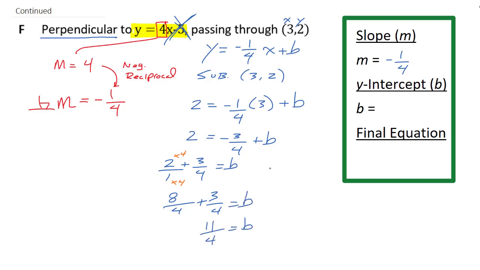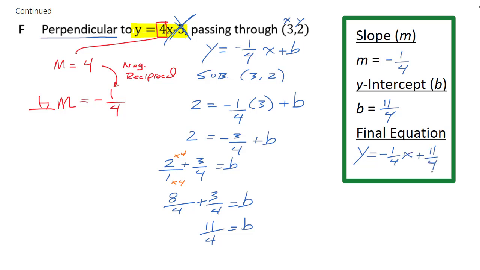So again, that would be a slightly difficult one to graph. It's a decimal. We'd have to go, what's 11 divided by 4? But we're not looking to graph that right now. So there you go, 11 over 4. So what's the equation? Replace the m and b with negative 1/4, and then x plus 11 over 4.